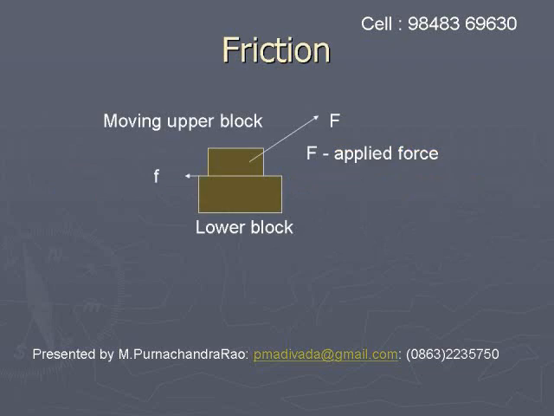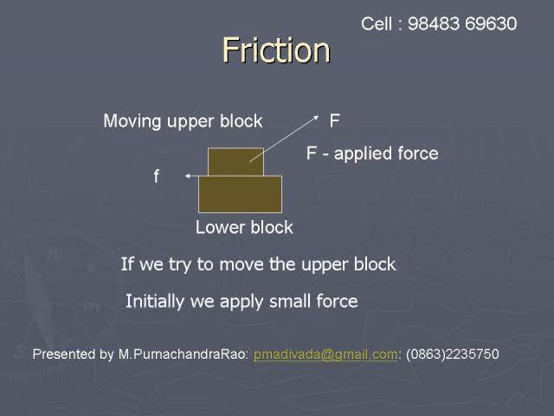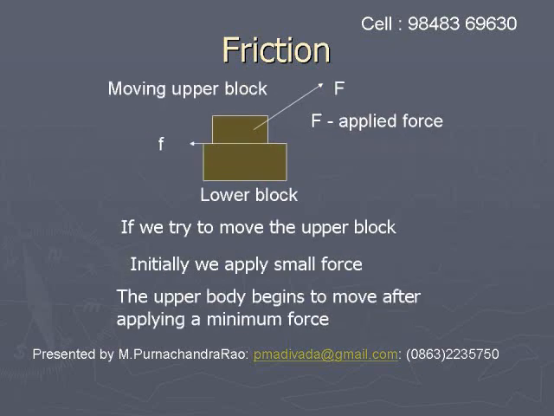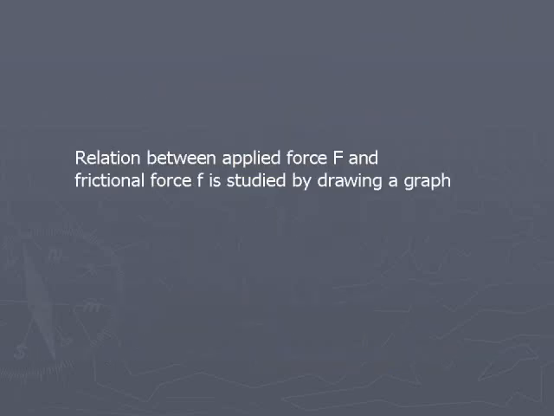If a body is static, say a block is situated on another block, and we try to move the upper block by applying force, initially we apply a small force and slowly increase the applied force. After applying a certain force, the upper body begins to move. The relation between applied force and frictional force is studied by drawing a graph.